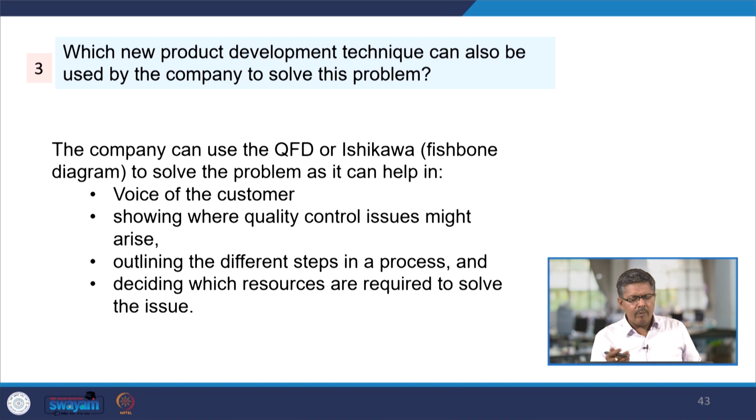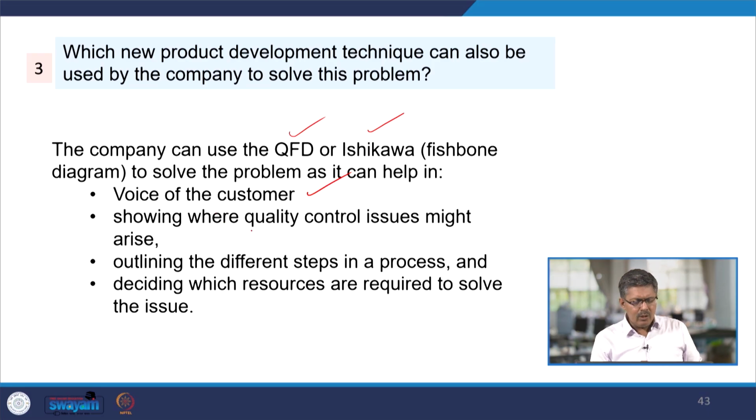Which new product development technique can the company use to solve this problem? Here I have given QFD or the Ishikawa diagram. Now, understanding the voice of the customer, what exactly the customer requires. See, till now we have only seen the suction problem. Maybe small customers would not agree to buy the product because of its higher price also. So, what exactly is the customer requiring? Indian conditions and German conditions would be different, so the pump might not work well in Indian conditions.